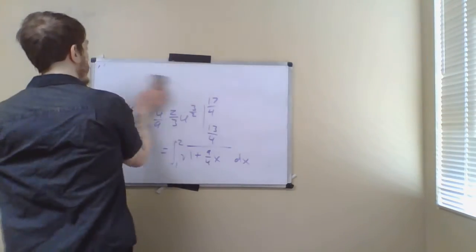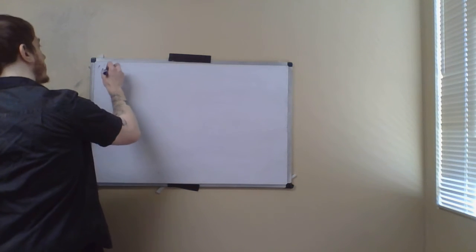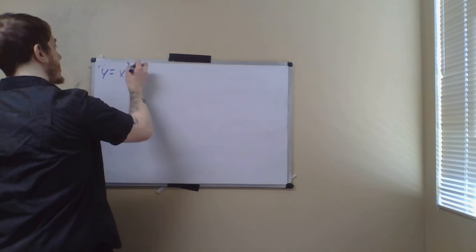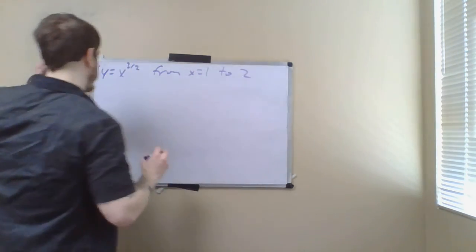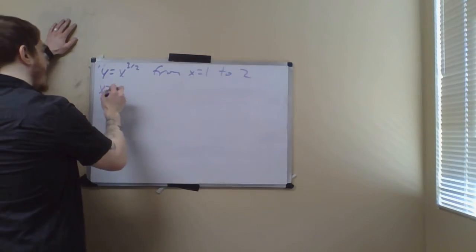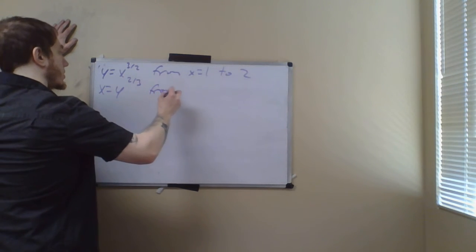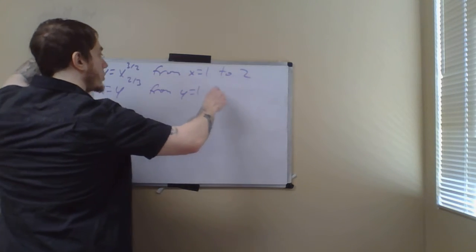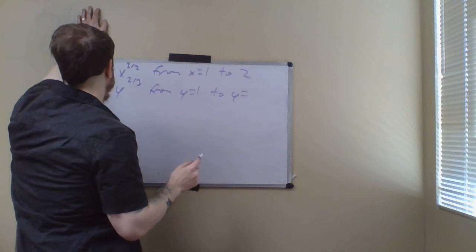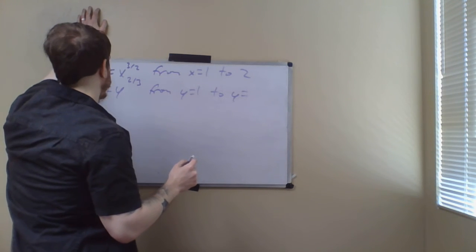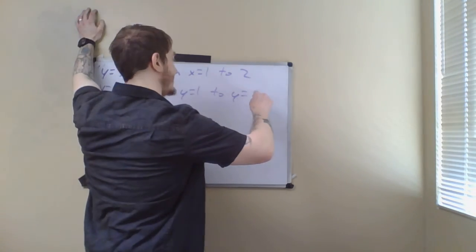So what would we do if we had done the integral over y? Well, remember, our curve was y equals x to the 3/2 from x equals 1 to 2. Well, this means x is equal to y to the 2/3 from y equals 1 to y equals 2 to the 3/2, which is the square root of 8.